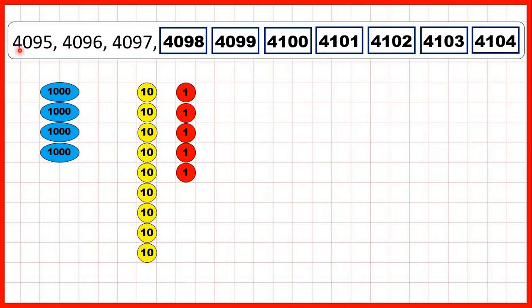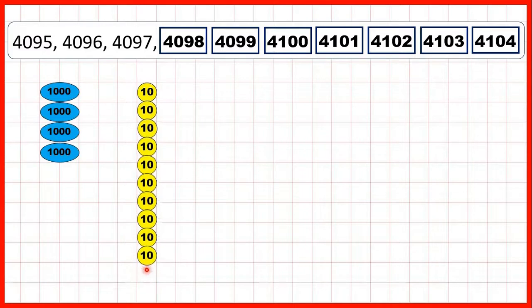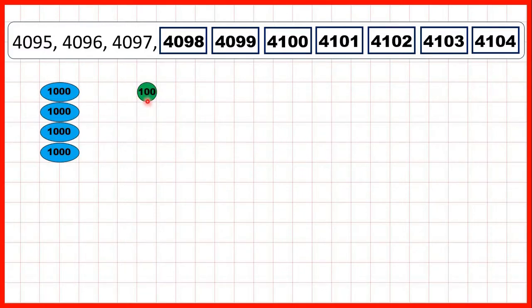So again, we're starting with 4000, no hundreds, 9 tens, and 5 ones. If we keep on adding ones, now we've got to 4099, but if we add another one, we get 10 ones, and we can exchange 10 ones for 1 ten. But doing that means that we now have 10 tens, and we can exchange 10 tens for 100. So that's why we get 4100, and again we can keep on adding ones until we get to 4104.